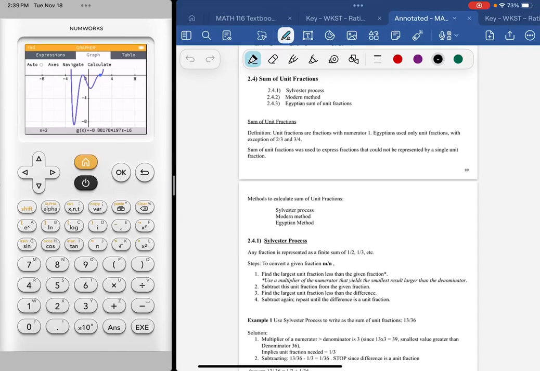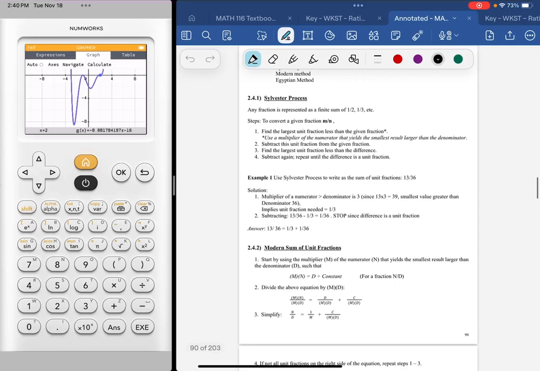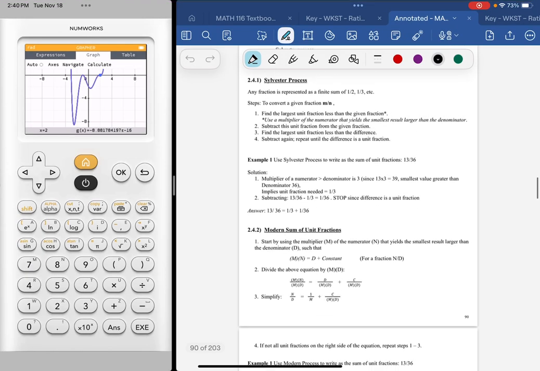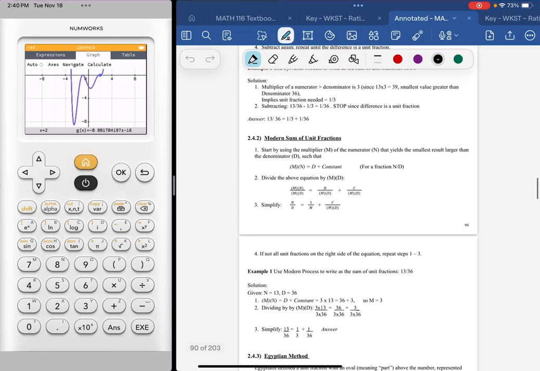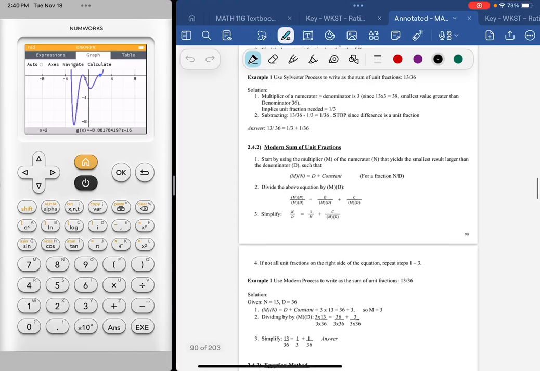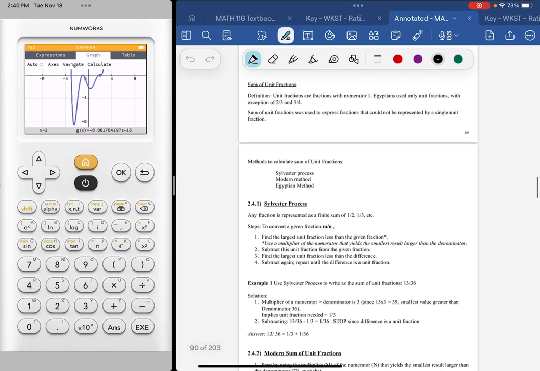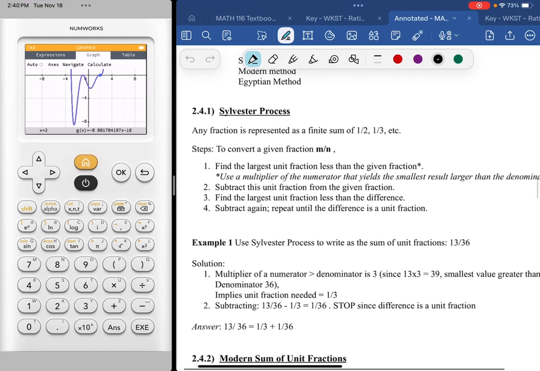All right, so in this one, we're looking at two sections. The sum of unit fractions 2.4.1, the Sylvester process, and sum of unit fractions 2.4.2, which is the modern sum of two unit fractions. All right, and then the next one, we'll do the Egyptian method. But for now, these two make sense to do together because they kind of go hand in hand. All right, the Sylvester process.